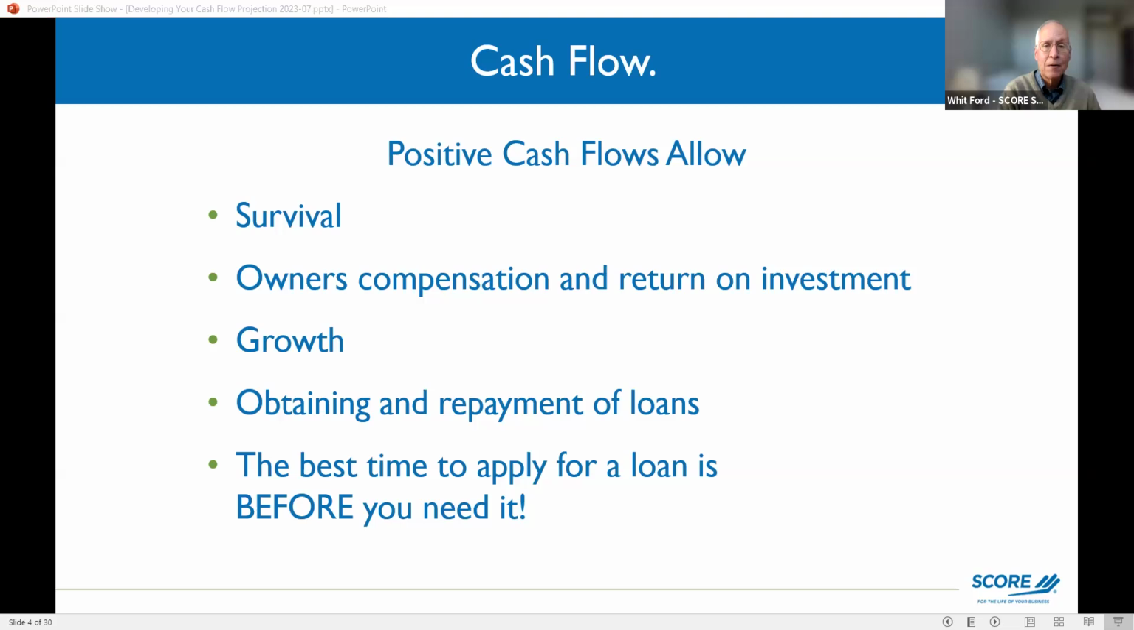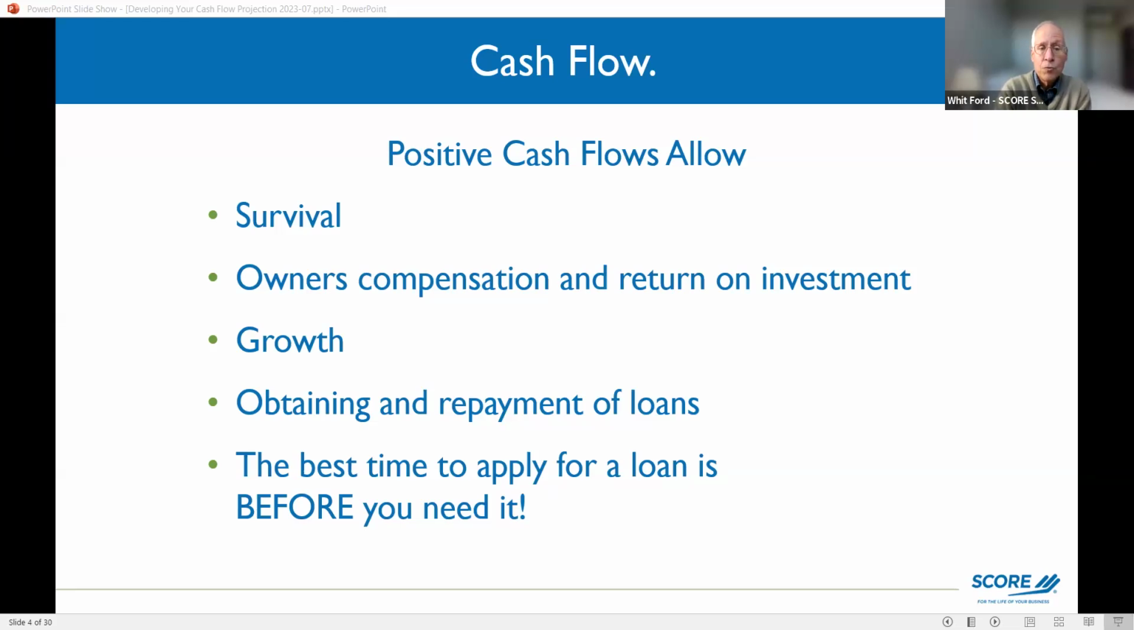Let's start by talking about why cash flow is important. A positive cash flow allows your company, first of all, to survive. If you have a negative cash flow, eventually your company runs out of cash and will have to close. Secondly, having a sufficiently large positive cash flow allows you as the owner to compensate yourself for the time and money that you put into your business. Thirdly, if a company wishes to grow, it almost always requires cash to help fund that growth for a variety of reasons.